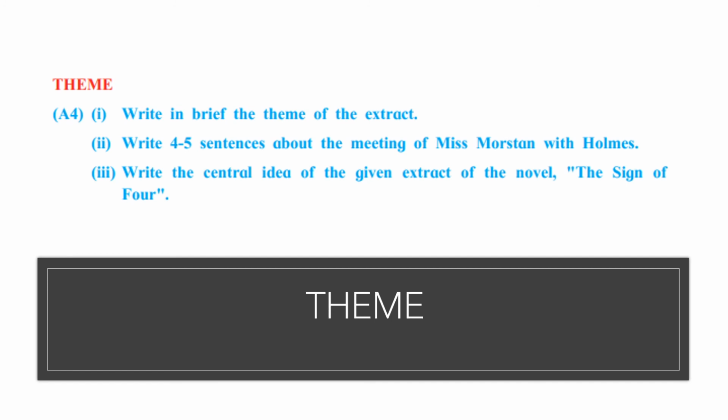Write the central idea of the extract of the novel The Sign of Four. The Sign of Four is a detective story written and set in the Victorian time. Sherlock Holmes investigates and ultimately solves a mystery of the hidden treasure and missing Captain Morstan.